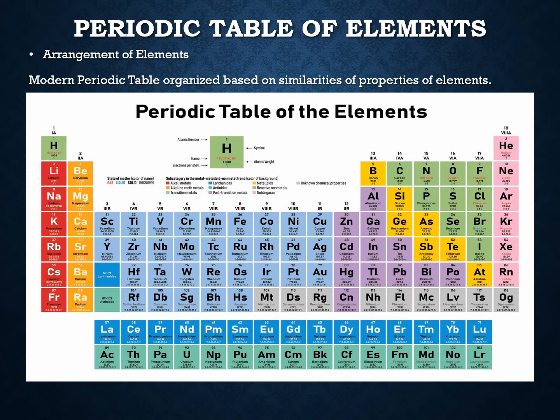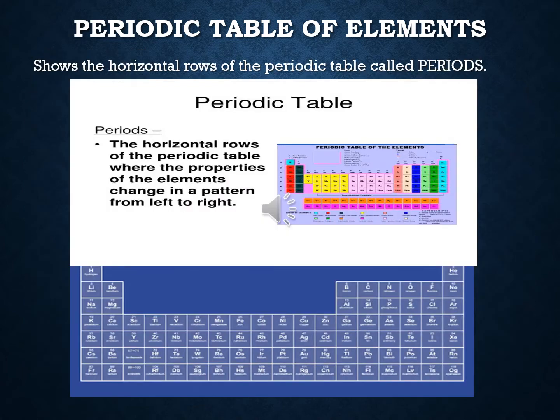This is the periodic table of elements, based on the similarities and properties of elements. Actually, it is the arrangement of elements according to the modern periodic table. The first thing that you have to notice on the periodic table are the horizontal rows, which are actually called the periods. And the periodic table has this wherein the properties of the elements change in a pattern from left to right.